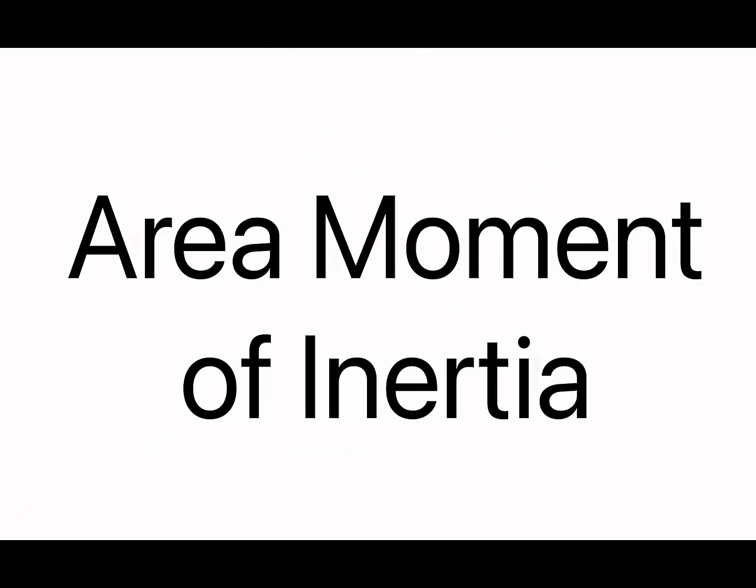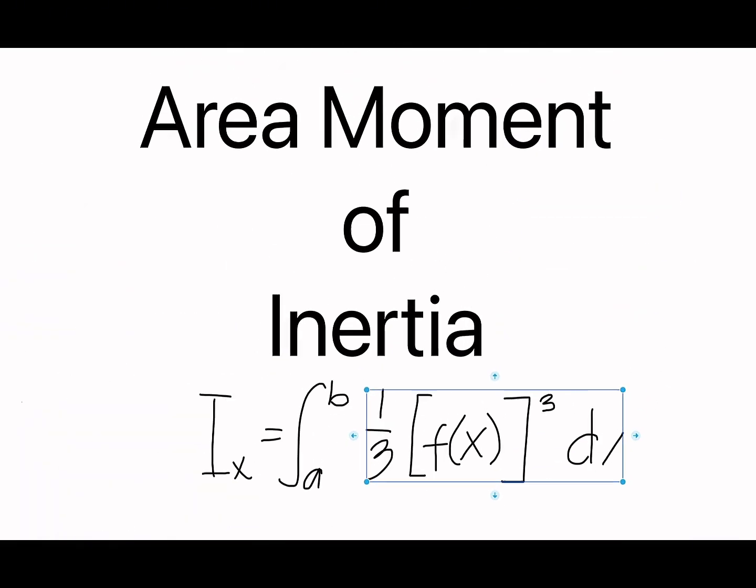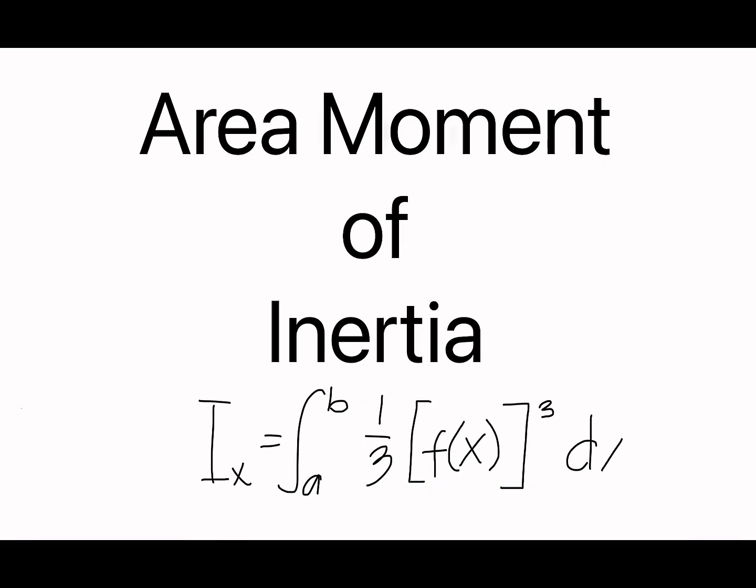So we are now in our fifth topic, which is the area moment of inertia. This measures how a shape's area is distributed around an axis. Important in engineering. To find the moment of inertia around the x-axis, we use this formula. This works for a function from y equals 0 to y equals f of x.